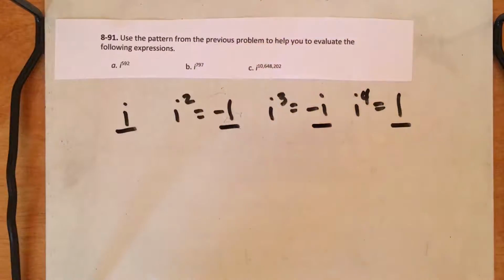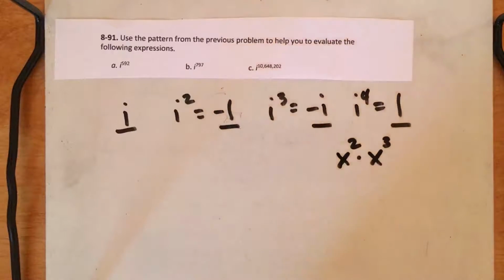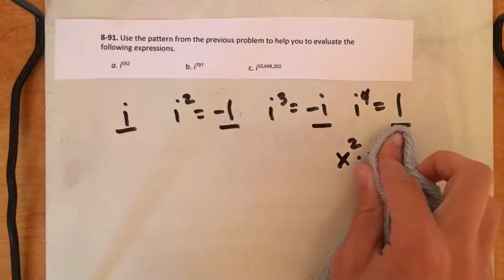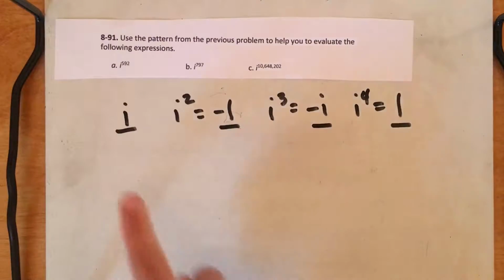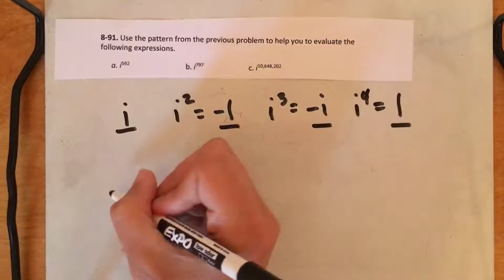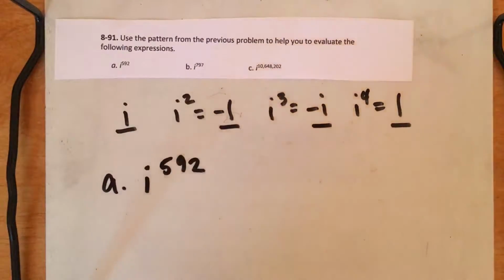So just like you simplify exponents with, like x squared times x to the third, you actually combine those together and make it simpler, and it reduces there. We're going to do the same kind of thing here and only get one of these 4 answers. So let's look at part A, which is I to the 592.